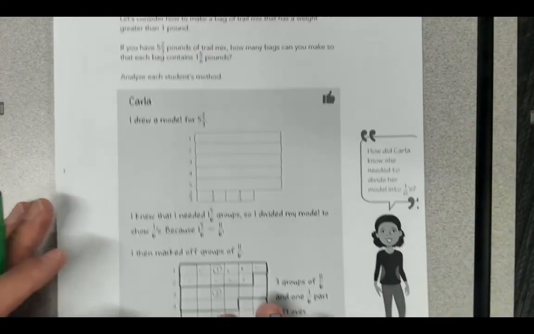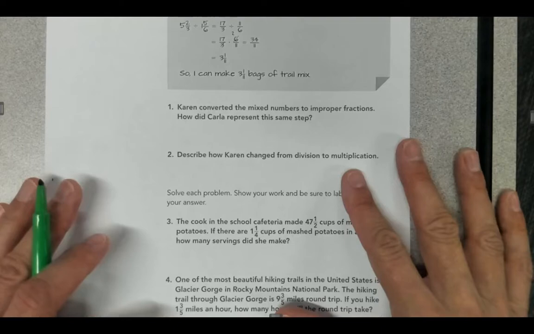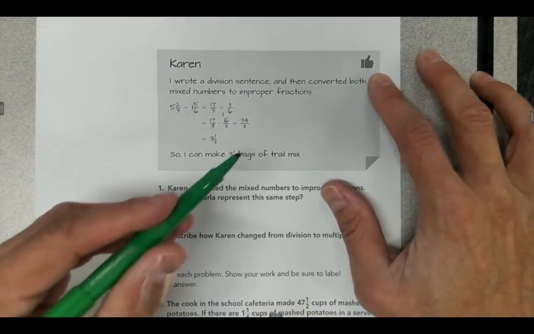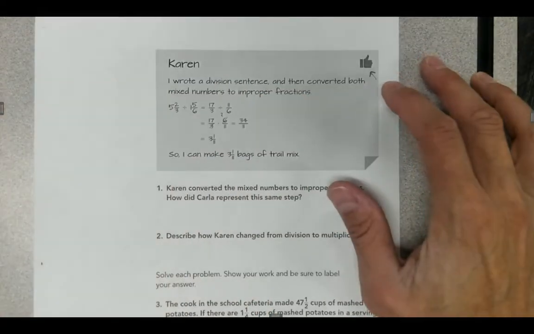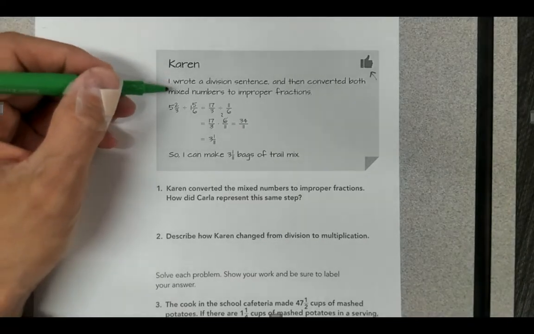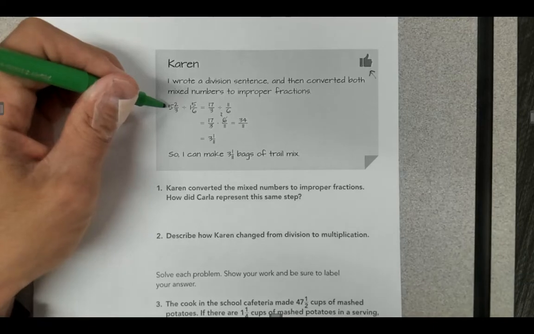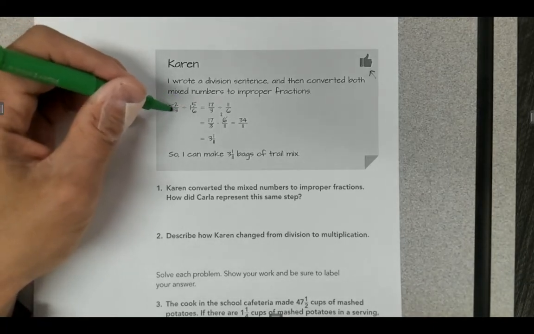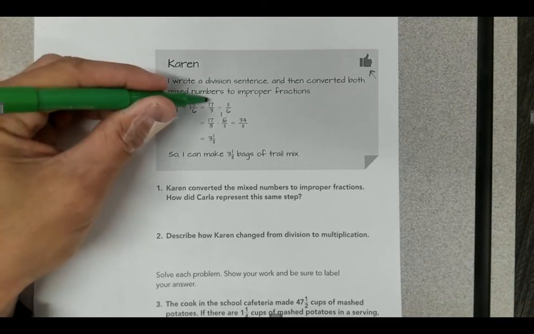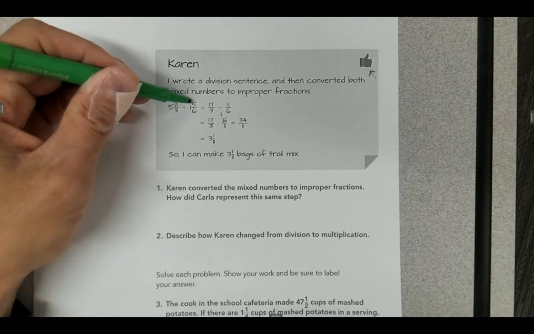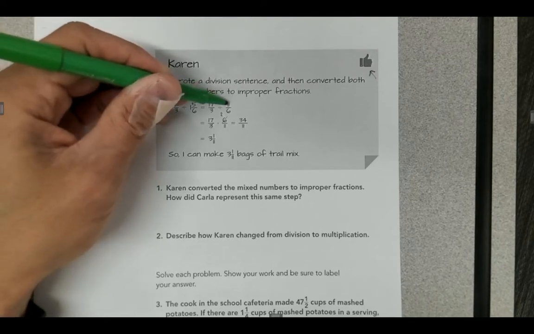Okay. Then on the back side, we have Karen. And Karen is the way that I have been teaching you this, so it's a thumbs up as well. And Karen wrote a division sentence here and then converted both mixed numbers to improper fractions. So she had 5 2/3 divided by 1 5/6. 5 times 3 is 15 plus 2 is 17 over 3. 1 times 6 is 6 plus 5 is 11 divided by 11 over 6.